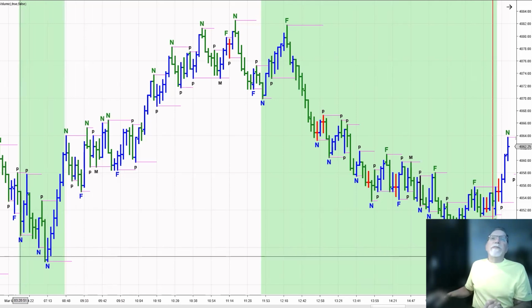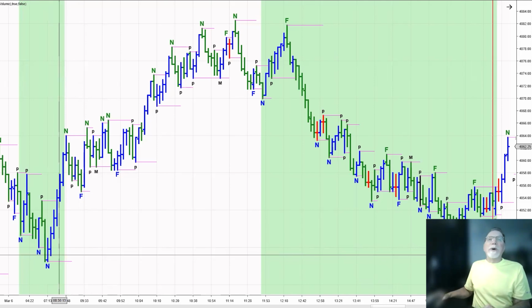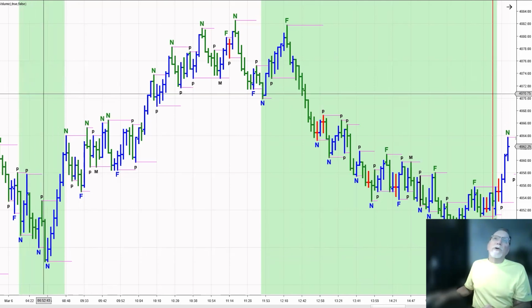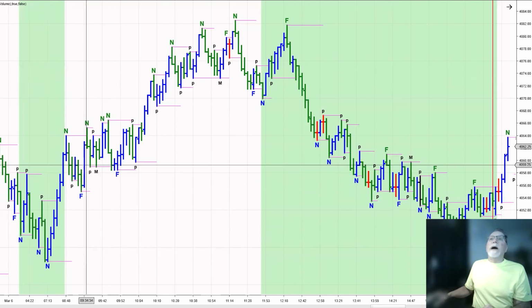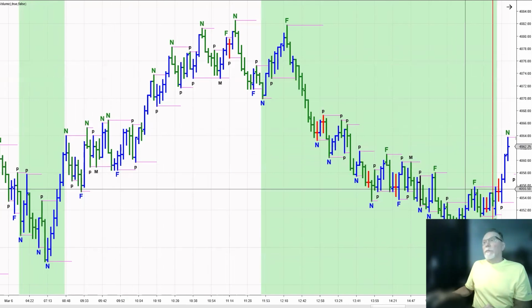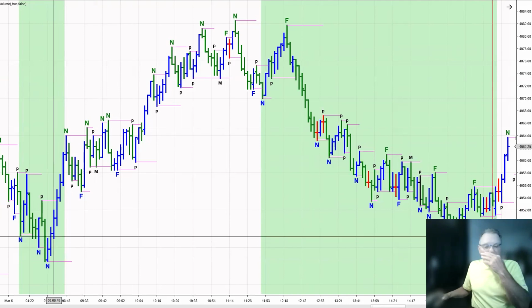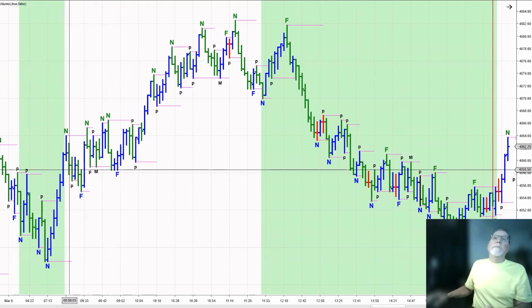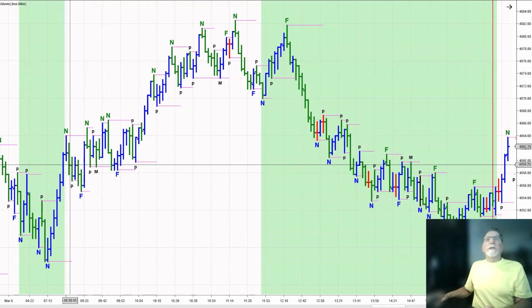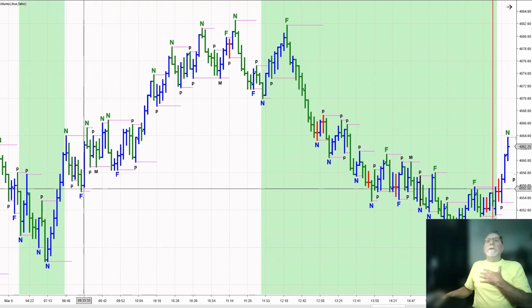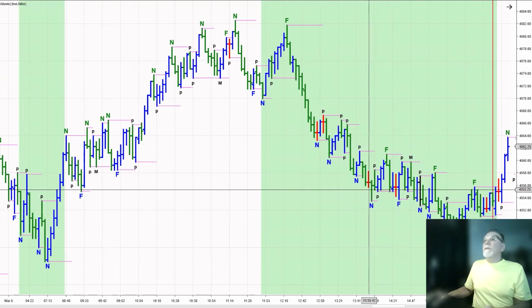Just to give you a brief update, a brief review. Background color green, momentum is down. Background color white, momentum's up. Blue bars, price is closing higher than it opened. Green bars, price is closing lower than it opened. Red bar, price closed at the exact same price that it opened.